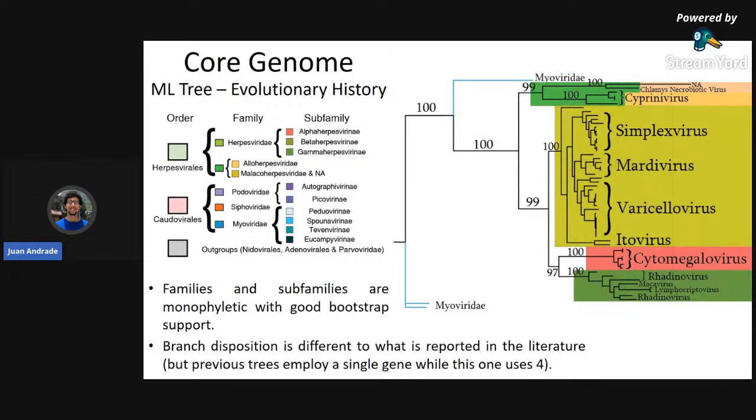There are certain differences in the details of the dispositions of the subfamilies, but you have to take into account that prior evolutionary trees of the whole order Herpesvirales were mostly done just with one sequence, and here we're using 4. So it makes sense that the information given by our tree is much more robust in those details.